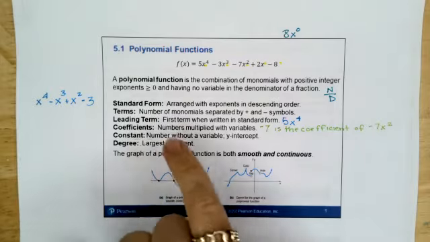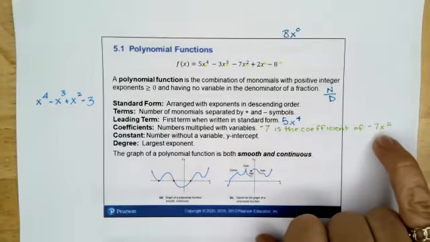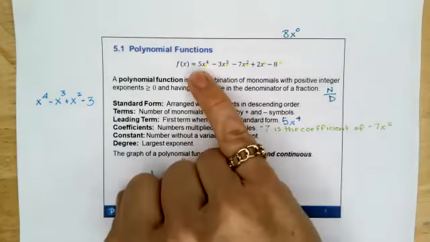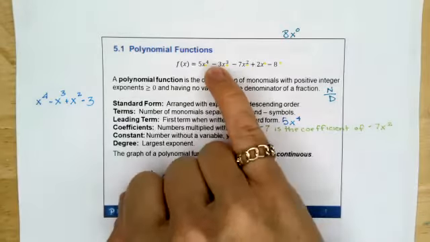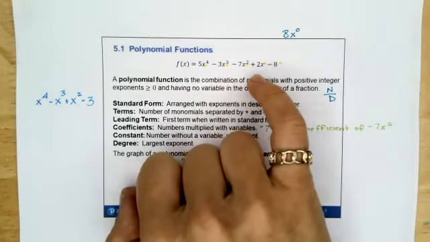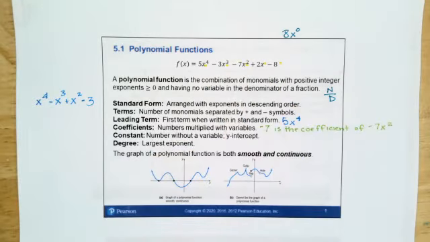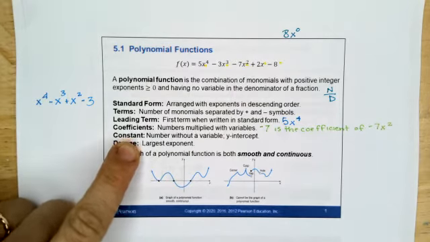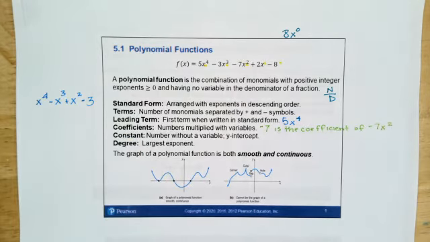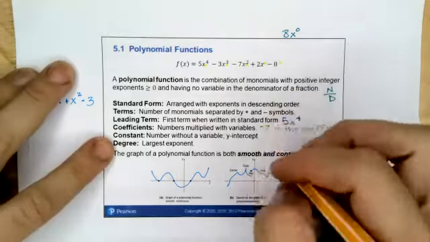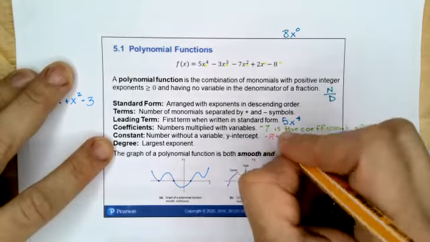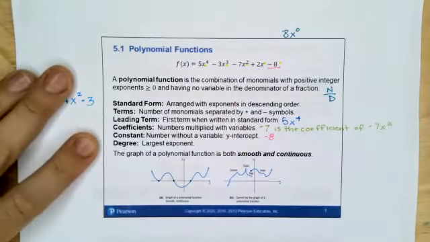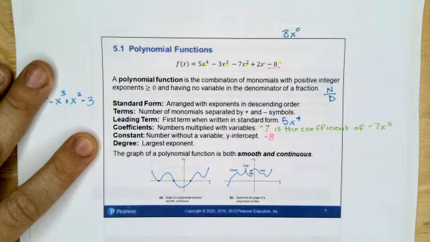So the coefficient is the number in front of the variable. 5 is the coefficient here. -3 is the coefficient here. -7 is the coefficient here. 2 is the coefficient here. We don't call 8 the coefficient. We call 8 the constant because it has no variable. Your constant is also your y-intercept. So here, -8 is the constant of this polynomial function.